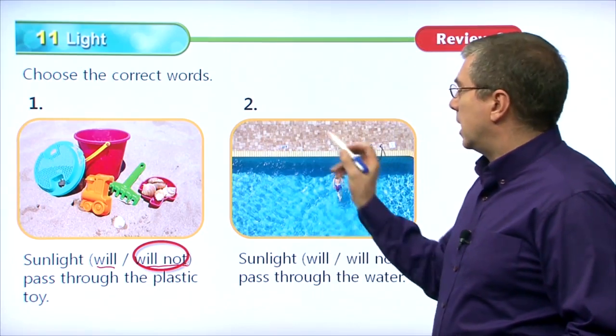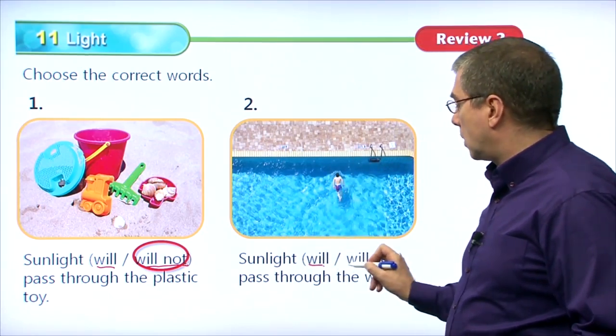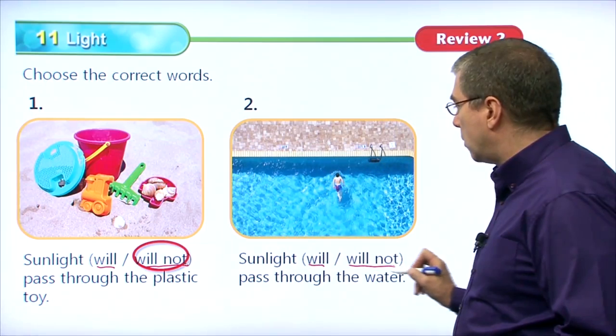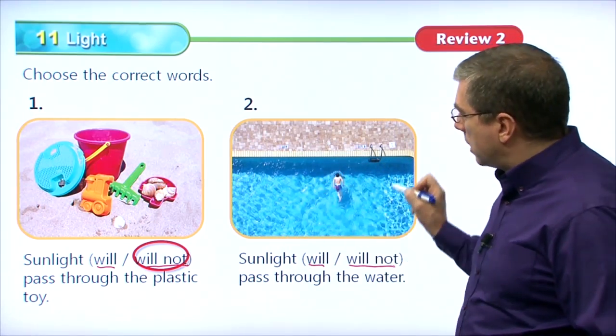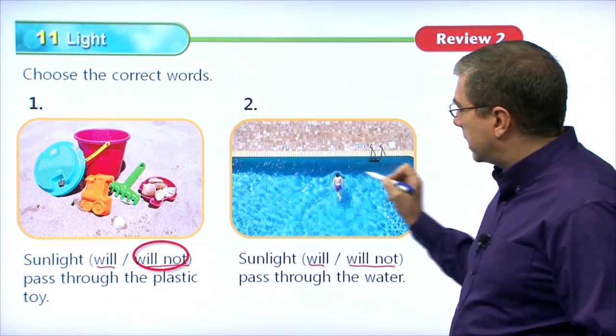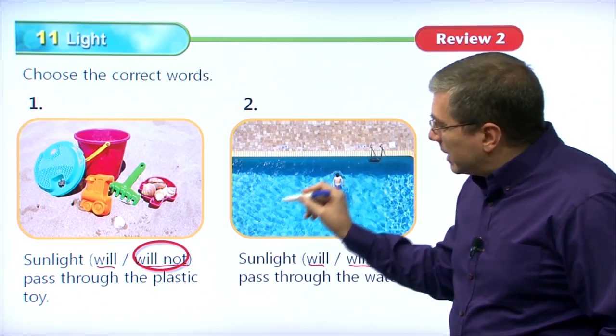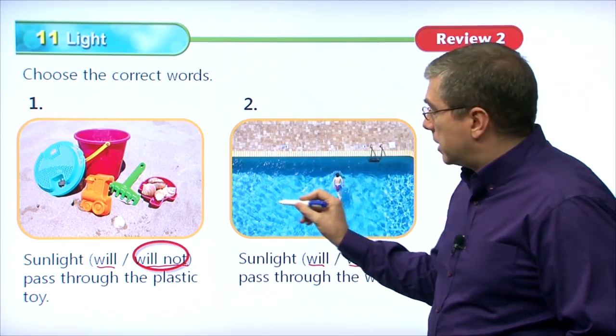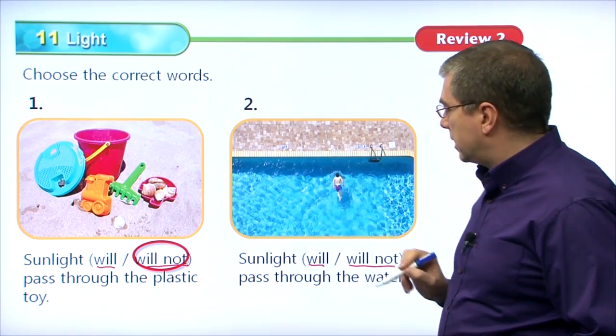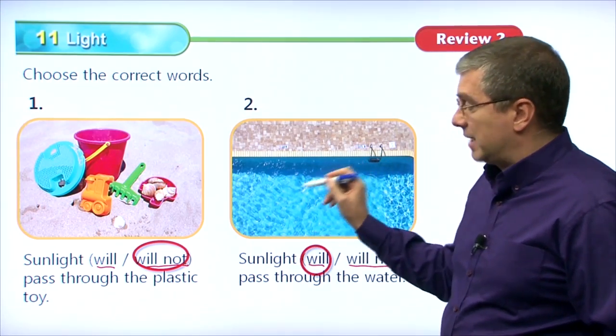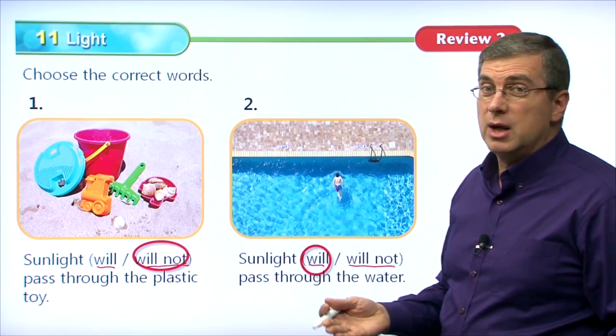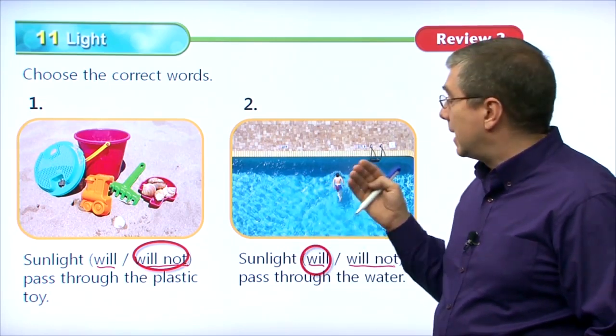How about this? On number two, sunlight will or will not pass through the water. Well, if you look at the water, right, here's the clear water here, and we can see the bottom of the pool on the bottom. So basically, if we look at this, sunlight will pass through the water. Water is clear. We can see through the water. Light will pass through it.